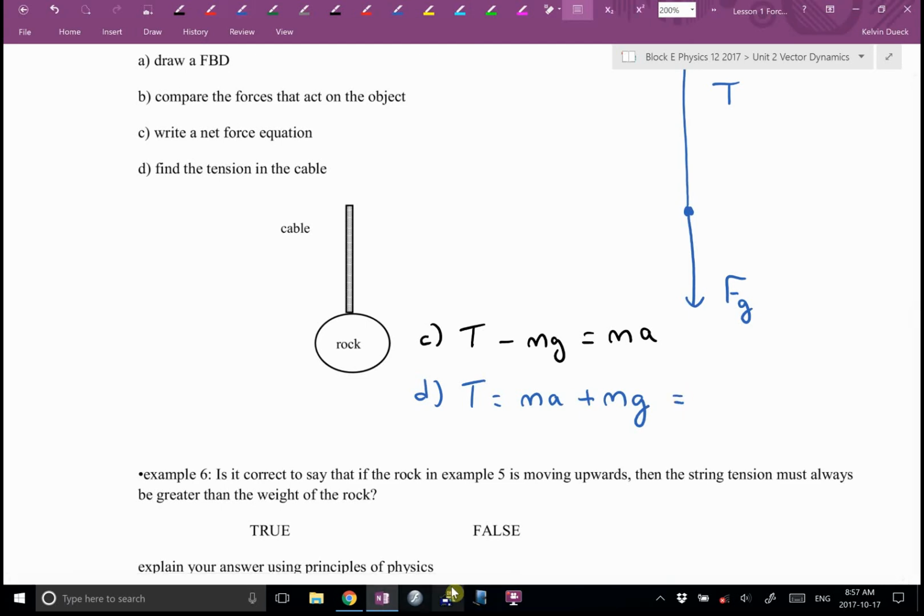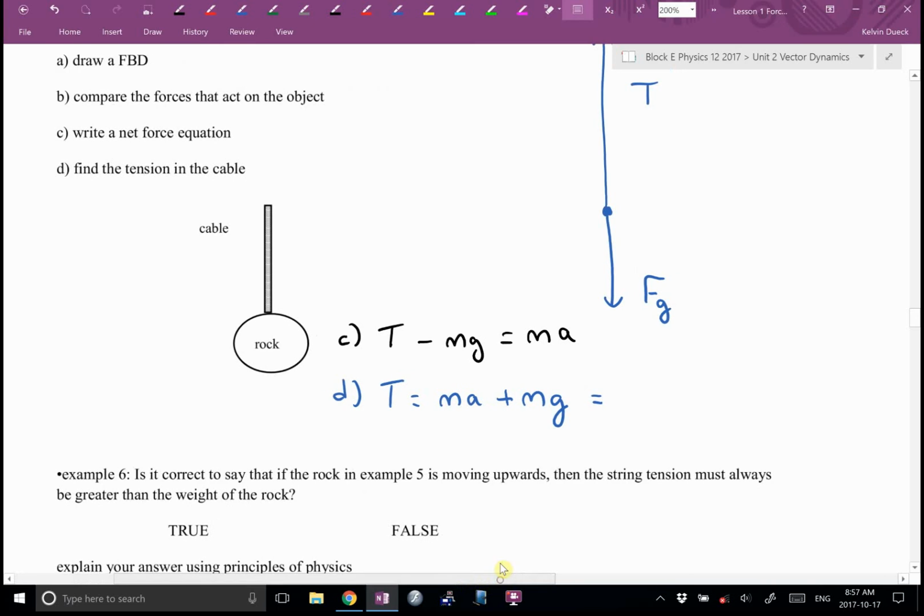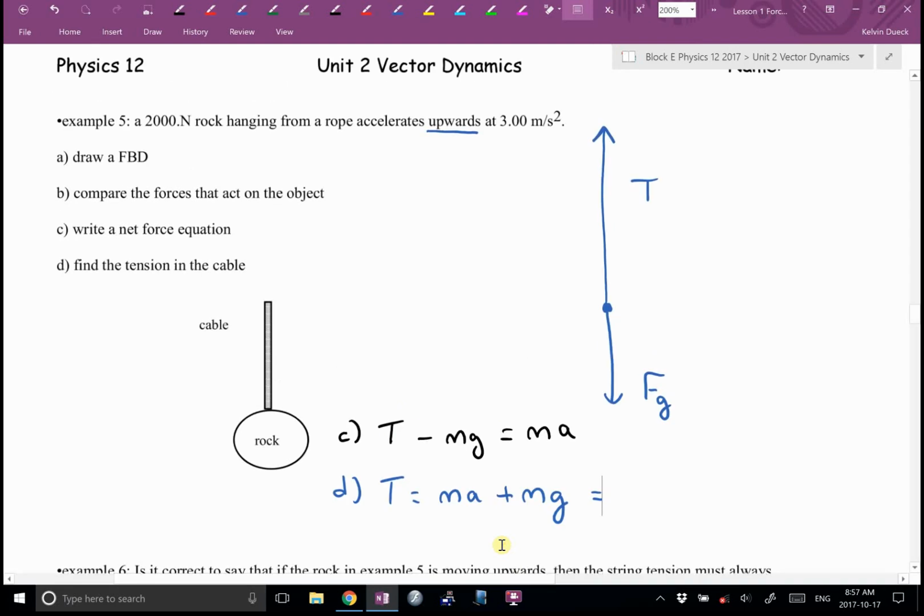Let's see if we can get this. Did they give me the mass? I've scrolled down. What was the mass? Is it in the question somewhere? Did they give me the mass in kilograms? No. What did they give me? Sorry? Weight. Force of gravity. mg. So the mg is 2,000. Did they give me the acceleration a in this question? What? 3. Okay, I'll put a 3 here.